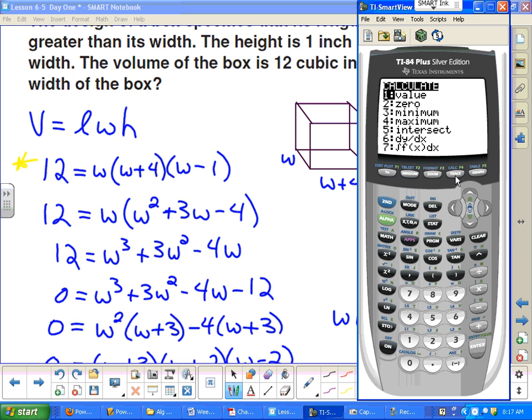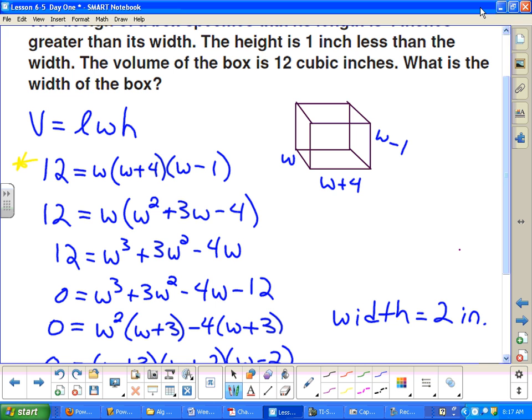So calculate number 5. You select the 2 curves that you're working with, and then just hit enter. Enter at the guess point, or if there's more than one, then you need to get closer to the one you're really trying to find. But either way, we found out that with a width of 2 inches, the volume of this box would be equal to 12, because then my dimensions would be 2 here, 6, and 1, and 2 times 6 times 1 is 12. Okay. All right.